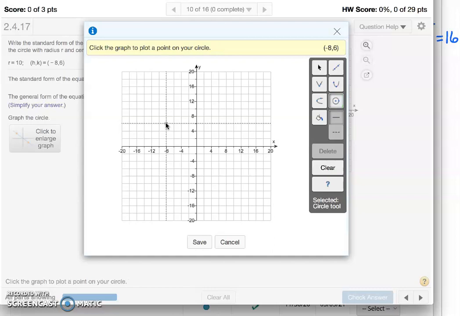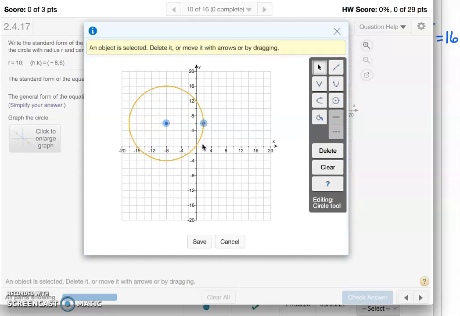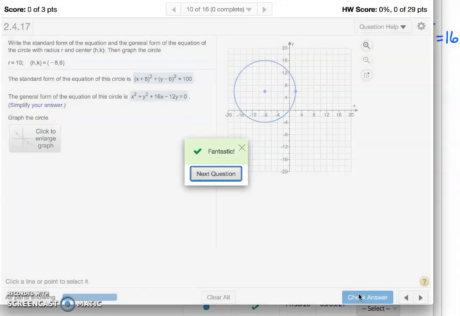Then it says click to the graph to plot a point on the circle. So I'm going to use the radius and count over 10. Now the scale on this goes by 2s. So 2, 4, 6, 8, 10, and I click again. Now I have my circle. I can save. I hit check answer, and I'm done. So that's how you use the circle graphing tool in MyLabs.